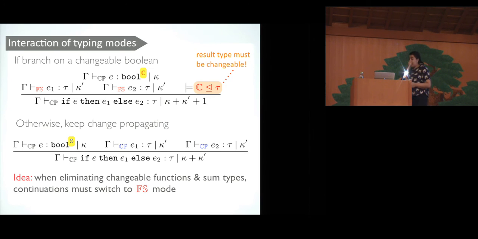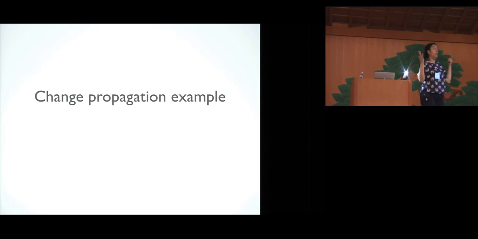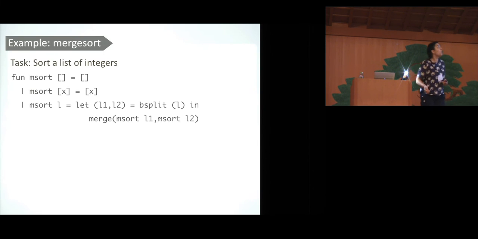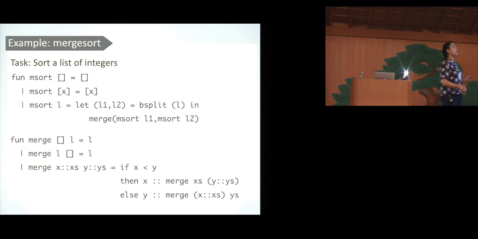And now let's look at an example, in particular merge sort. So assume that we want to sort a list using the merge sort function. It takes a list and splits the list into two lists, L1 and L2, and recursively sorts these lists and then merges them using the merge function that takes two sorted lists. And if one of the lists is empty, it returns the other. Otherwise, it looks at the heads and then takes the smaller one and recurses on the rest.